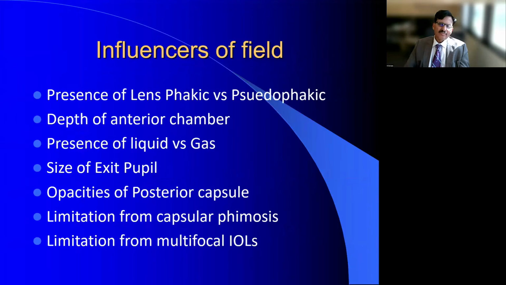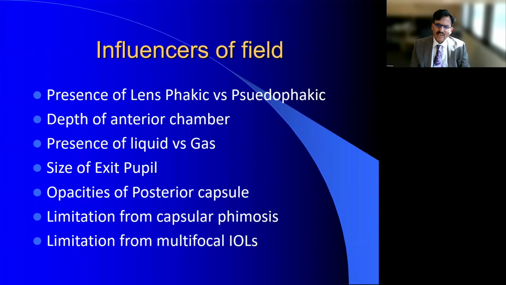So what influences the field? This is the other part of it that's really important. So far we have covered the times when everything is ideal. So what are the factors that can influence your field despite having a perfect system? One is whether the lens is phakic or pseudophakic. Let me start there. Phakic: if you have any pre-existing cataracts, especially cortical spokes, that can compromise your visualization. And of course, pseudophakia is a different problem.